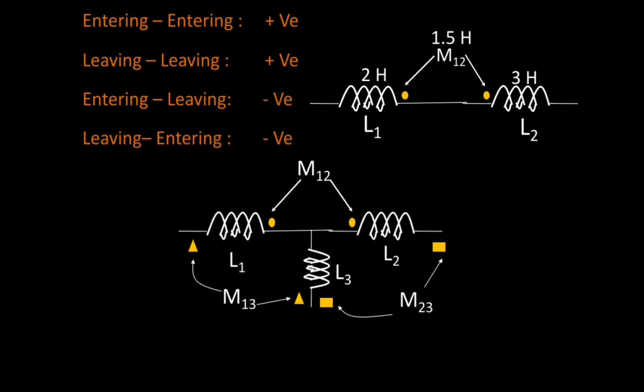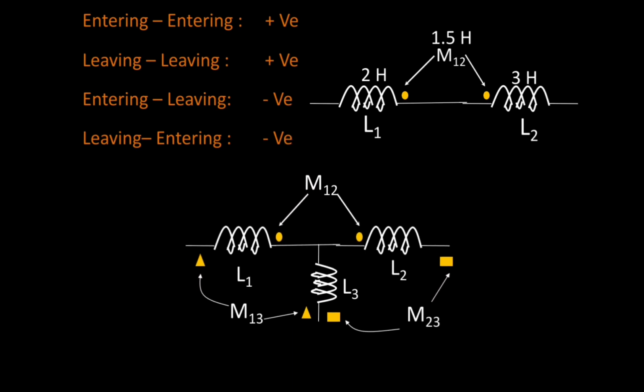Similarly, sometimes a single coil can be mutually coupled with one or more coils. So in this example we can see L1 is mutually coupled with L2 and the mutual inductance is M12. Similarly, L1 is mutually coupled with L3 and the mutual inductance is M13. So here the dot convention can be represented by a triangle or a square.